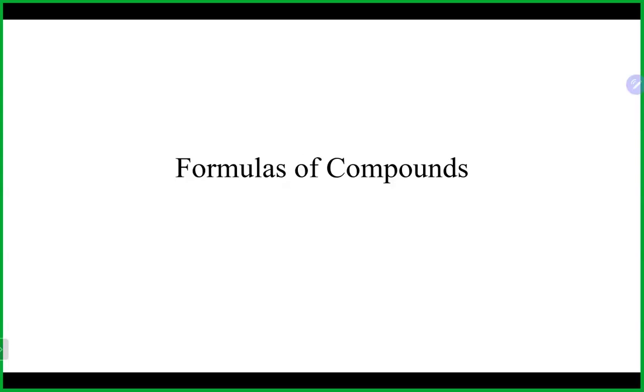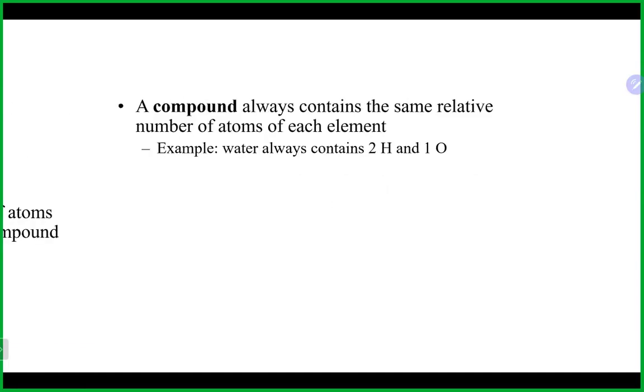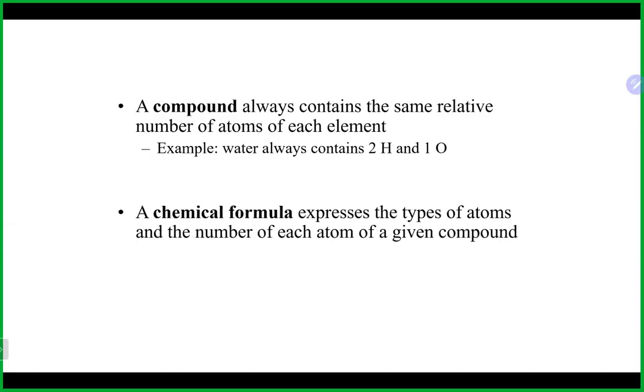First, though, we're going to start a little bit about compounds and formulas of compounds. A compound always contains the same relative number of atoms for each element. Just a reminder of a couple of things. First off, we have elements. Elements are really the basic unit of everything. An atom is the basic unit of each element that's present.